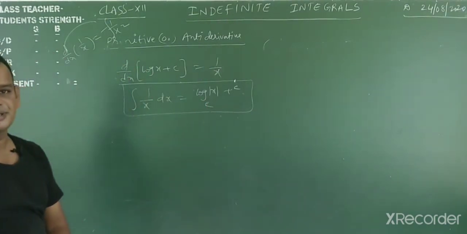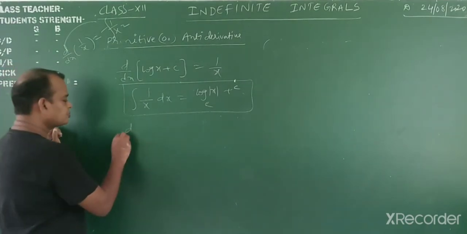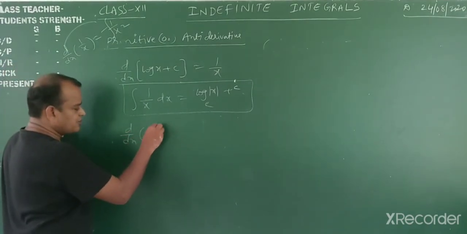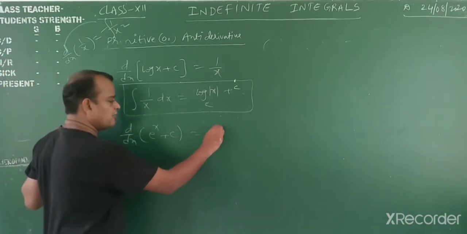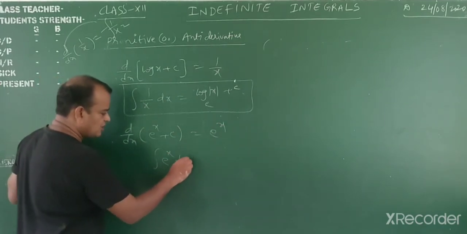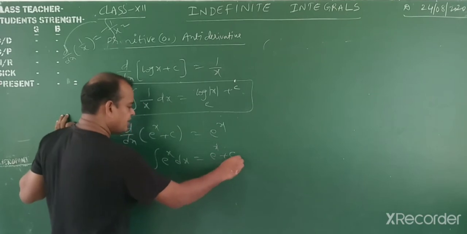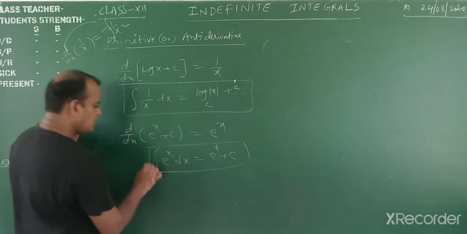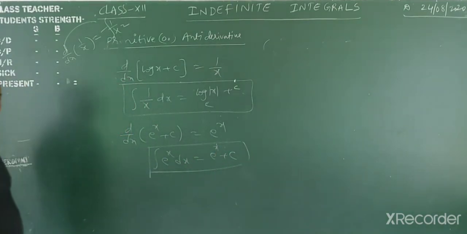Okay, my dear students. Now we are going to the derivative of e^x plus c, which is equal to e^x. Derivative this side, and that side the integral of e^x dx is equal to e^x plus c. What is the integration formula? The integral of e^x dx is e^x plus c.